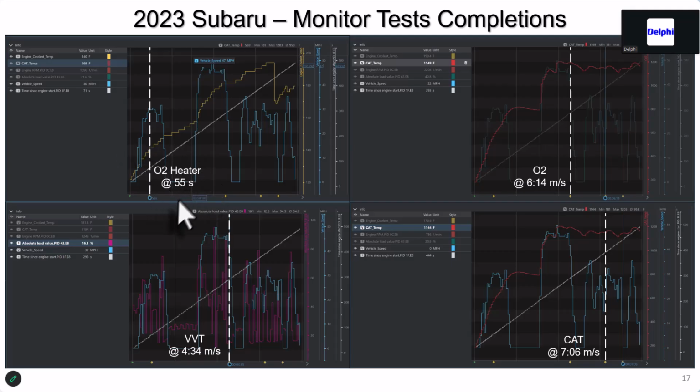Within 55 seconds, the O2 heater ran. Within a little over 4 minutes, the BVT ran. Within a little over 6 minutes, the O2 ran. And I've got temp in here, I've got time, I've got vehicle speed. And within 7 minutes, we ran the cat. Now, no evap because this is a pump system. And the only way this was going to run is after shutdown, it's going to have to sit a while. So I focus on the 4 right here that it had.